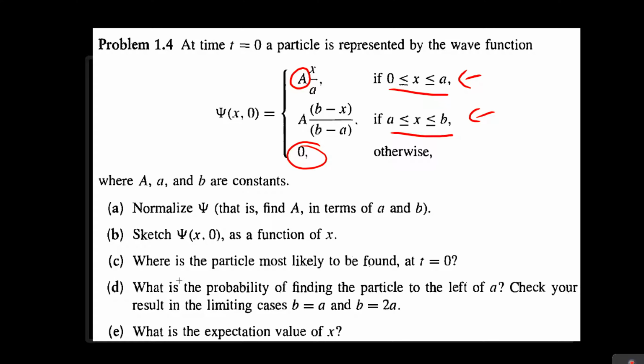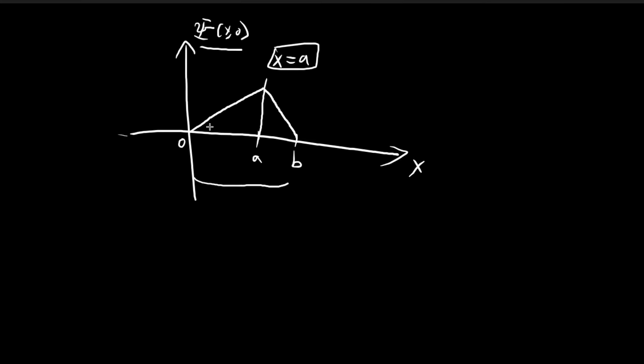And then in part D, we want to find the probability of finding the particle to the left of a. So that means finding the particle within this region. So by definition, all we have to do is just to integrate throughout this region from 0 to a. And all we have to do is just to integrate the absolute value square of your wave function.